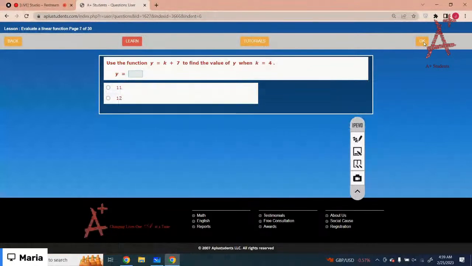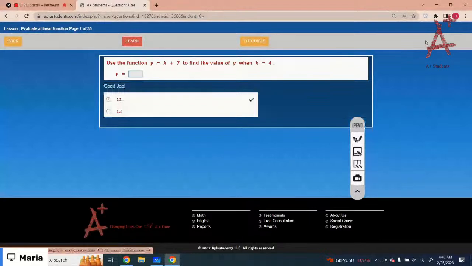Okay, the next one is y equals k plus 7. Use the function y equals k plus 7. Find the value of y when k equals 4. So just replace the k with the value in the function. So it would be 7 plus 4, and 7 plus 4 equals 11. Very good. So the correct option is 11.